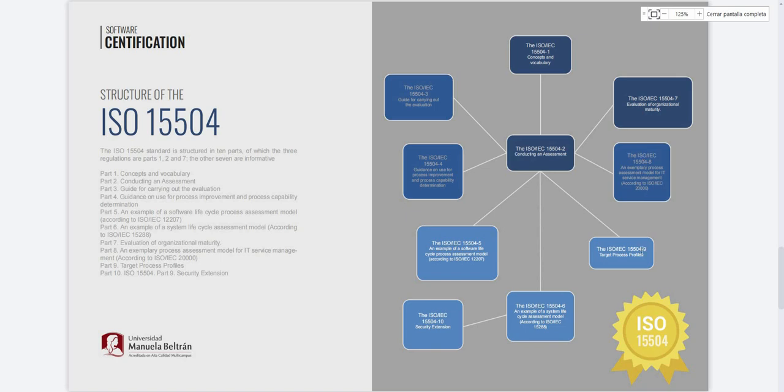Part number 9. Target process profiles marks the guidelines for the object's process profiles for capability determination and improvement purposes. Part number 10. The security extension. Extension of the security in three new processes: security management, security engineering, and security certification of process.